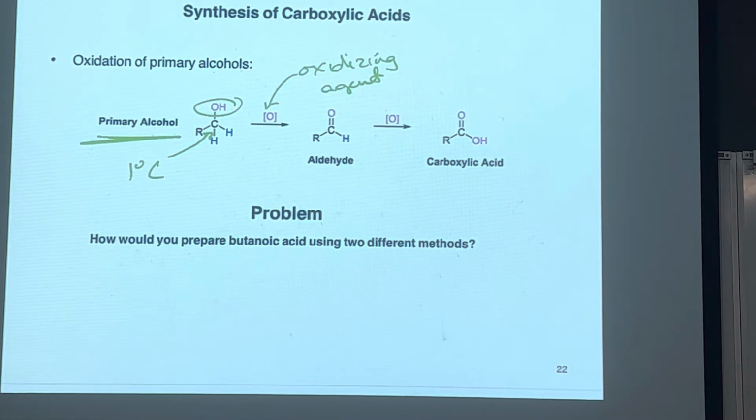So the bottom says, how would you prepare a butanoic acid using two different methods? That means we have to figure out what butanoic acid is, folks. Okay, we are in the carboxylic acid portion of this chapter. So butanoic acid is probably a what? Probably a carboxylic acid. And also we're in the synthesis of carboxylic acids part, right? The title is on the top of this slide. So probably we're making a carboxylic acid. Also, if it has oic acid on the end, it's probably a what? It's probably a carboxylic acid.